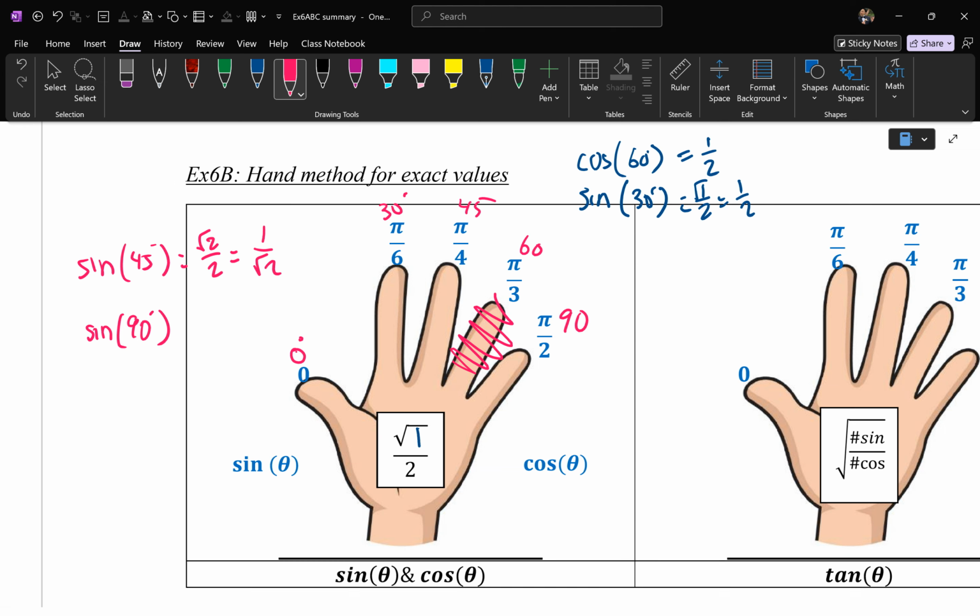That's right. So there are 4 fingers on your side. If you drop the pinky, which is 90 degrees, there are 4 fingers. Square root the 4, which gives you 2, and then divide that by 2 gives you 1. So sine of 90 is equal to 1.